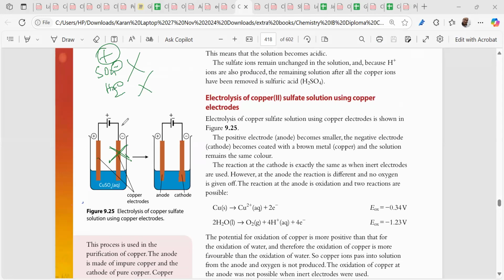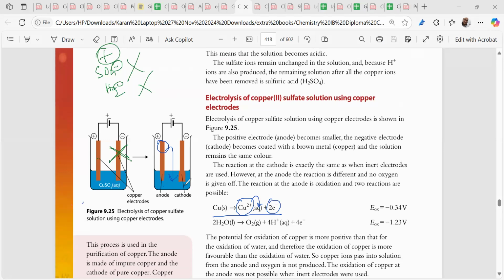Who goes there? Tell me. Instead, copper from the electrode will be going to the solution as copper 2 plus ions. Do you get my point? You don't have to read this, right? Oxidation potential and comparing, right? Instead, tell me, copper from the copper electrode goes to the solution as copper 2 plus ions, means soluble ions, releasing the two electrons, right?